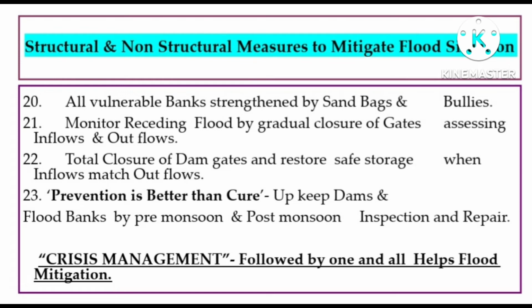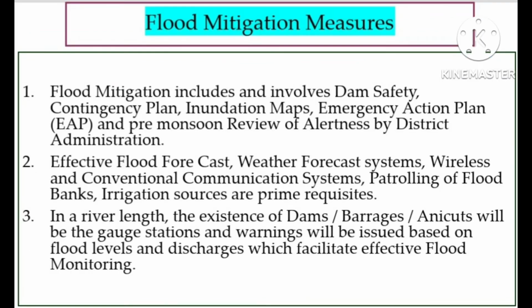Crisis management followed by one and all helps flood mitigation. Flood mitigation measures: mitigation includes and involves dam safety, contingency plan, inundation maps, emergency action plan, and pre-monsoon review of alertness by district administration. Effective flood forecast, weather forecast system, wireless and conventional communication system, and patrolling of flood banks, irrigation sources, and primary reach.